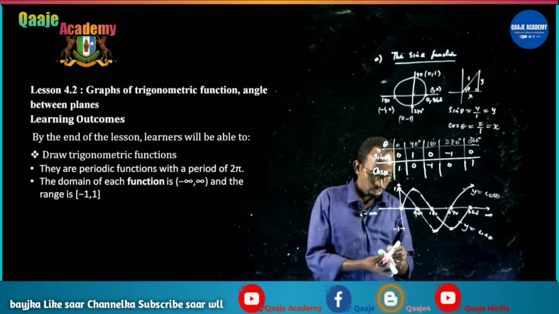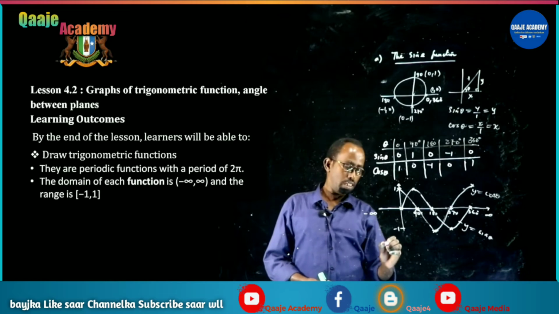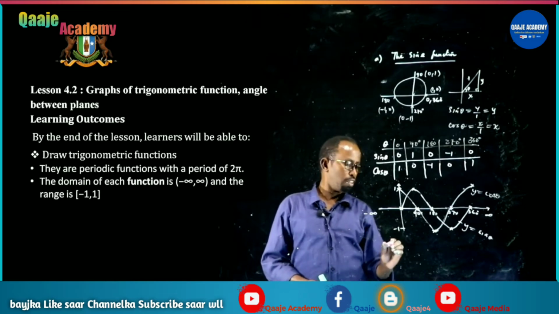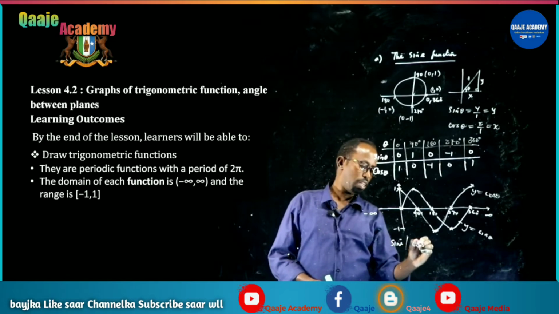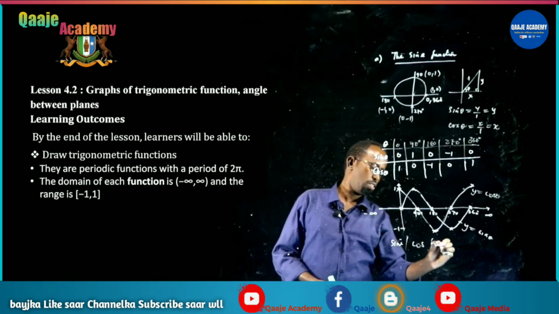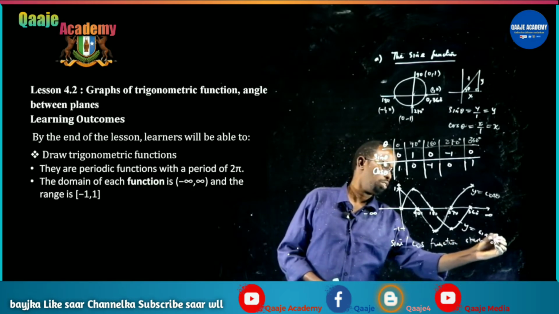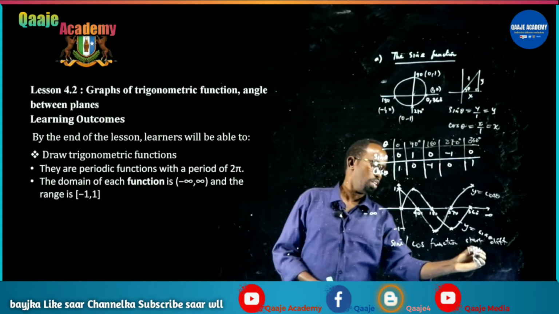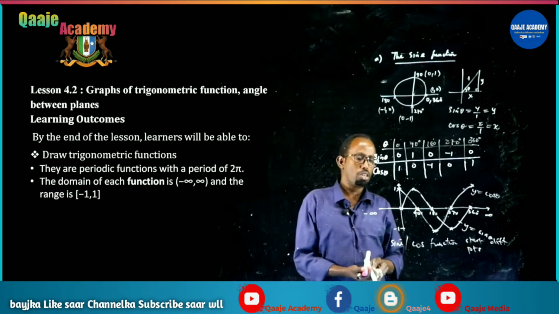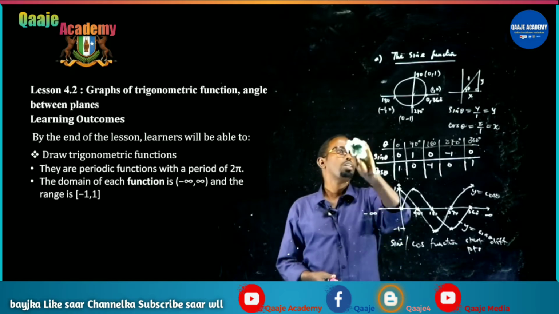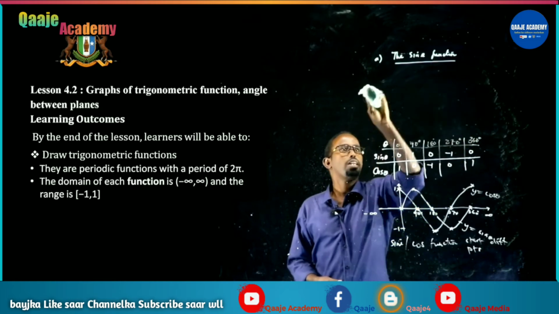Now they have similar characteristics. The only major difference between the two is they start at different points. The sine starts at 0, whereas the cos starts at 1. So that is the sine and the cosine function.